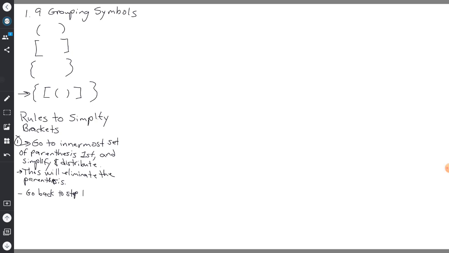And then start to eliminate the next set of parentheses by doing whatever's on the inside of it or distributing what's on the outside of it. So you keep going back and doing this until all of your parentheses are gone. So let's take a look at an example.